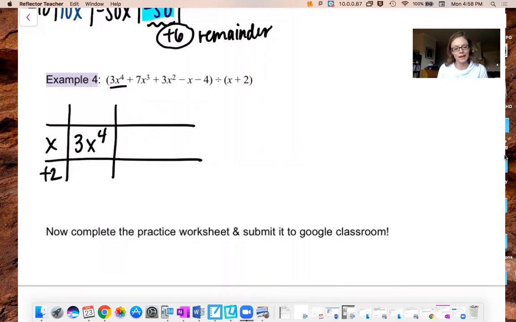So what do we multiply x by to become 3x to the 4th? Well, this has to be 3x cubed. Okay, then I do 3x cubed times 2. That becomes 6x cubed. Diagonals have to equal whatever my cubes are. So if I have 6x cubed, I need it to be 7x cubed. That means this is going to be a 1x cubed.